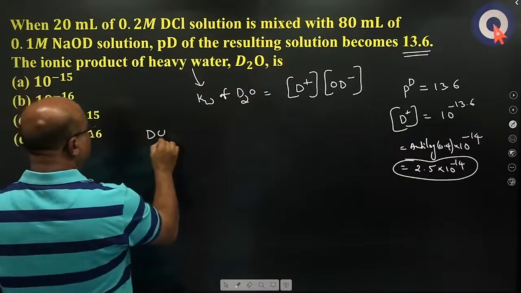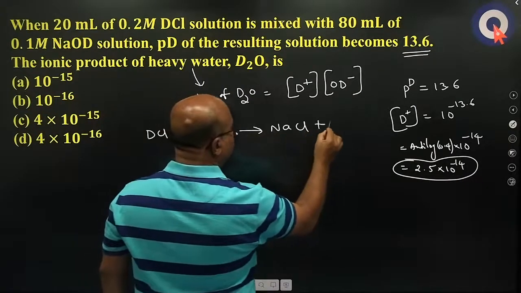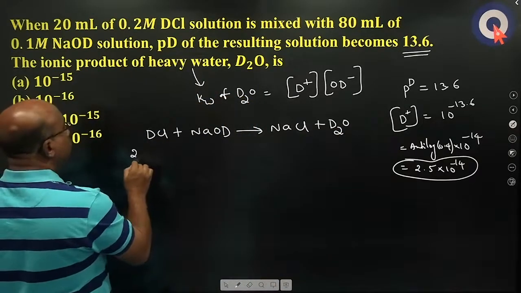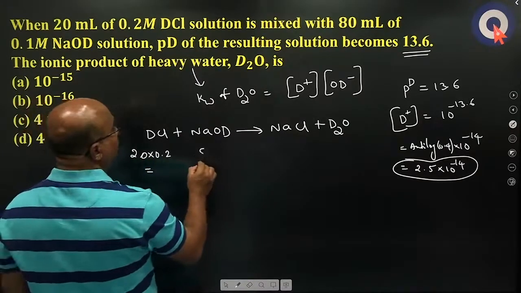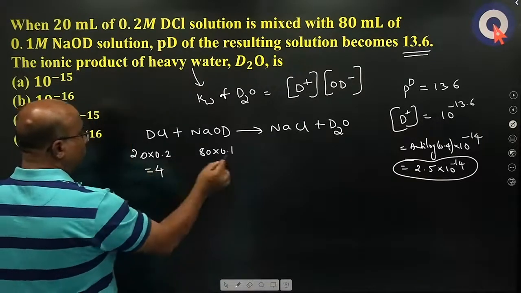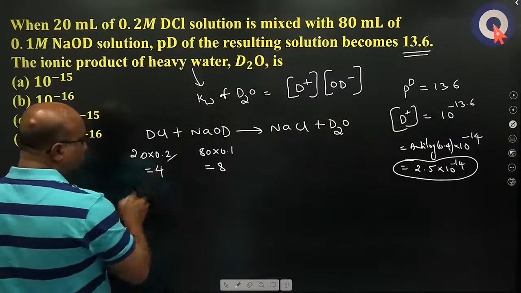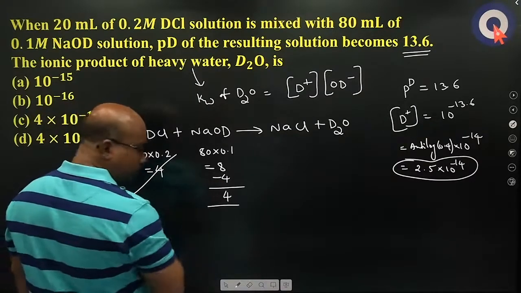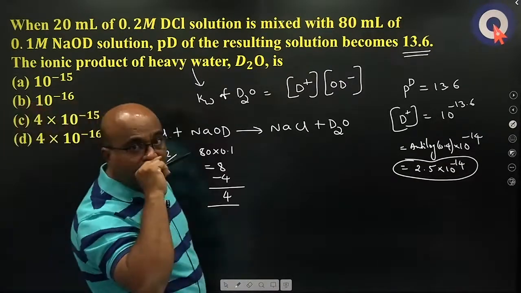So when you react DCl and NaOD, we get NaCl plus D2O. But how much of each is taken? 20 into 0.2 is taken, and 80 into 0.1. So this is nothing but 4, and this is nothing but 8. But this is in excess and this is limiting, so it completely gets consumed. This also gets consumed by 4, so 4 is left. That means 4 millimoles are left because the volume is in ml.